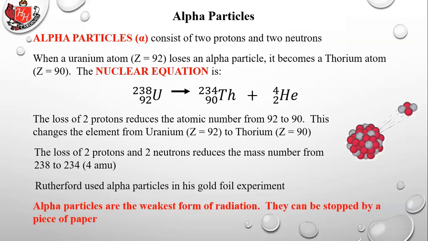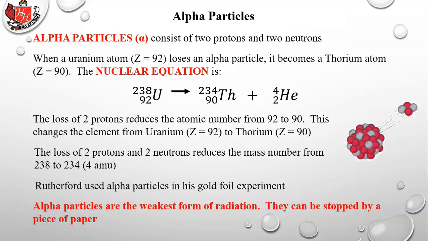Rutherford used alpha particles in his gold foil experiment. If you remember way back in about lesson 5 or 6, we talked about that. And he fired the alpha particles at the gold foil, and most of them went through. Some of them curved a little bit, and a few of them, very few of them, but some of them bounced right back at him, which indicated that there was a solid nucleus inside of gold.